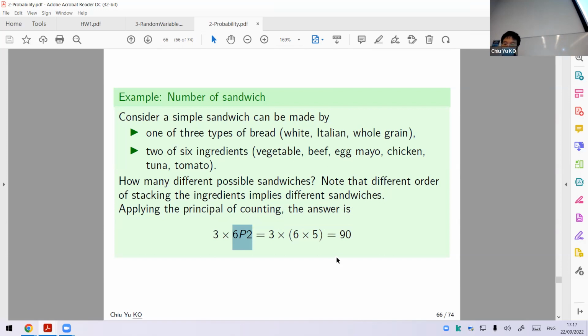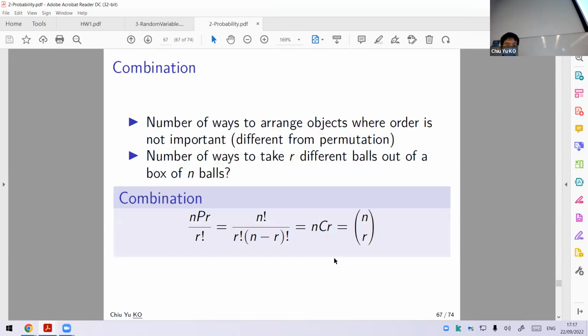If no, then we go to the very last one before we break. We have combination. Combination simply means that I take out R balls from N balls, and the order of the R balls doesn't matter at all. I don't really care.